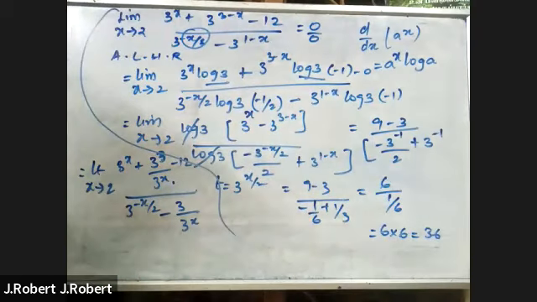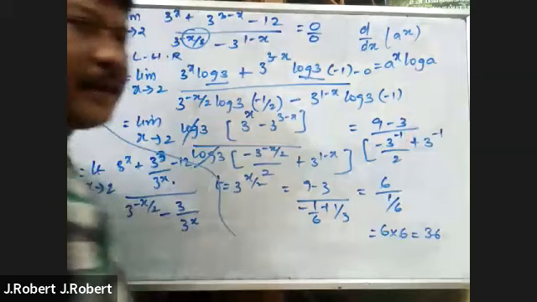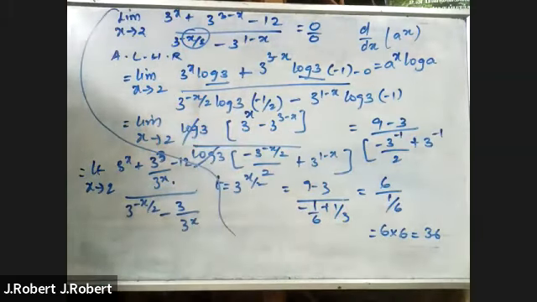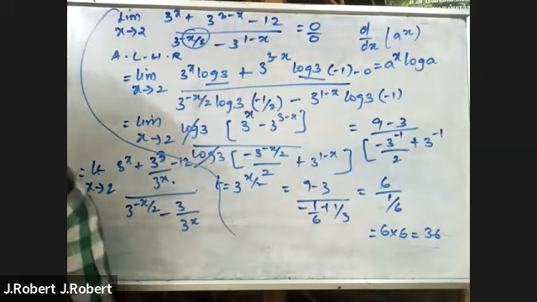We can write that as minus 1 by 6. 3 power minus 1 can be written as 1 by 3. Taking LCM we will get 1 by 6 and get the answer. Very simple. Okay, sir.